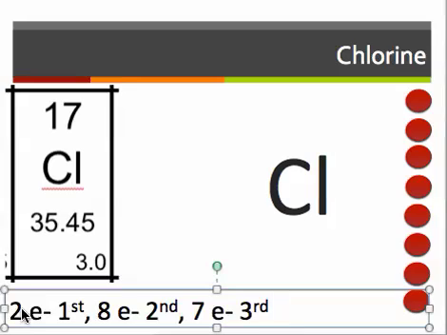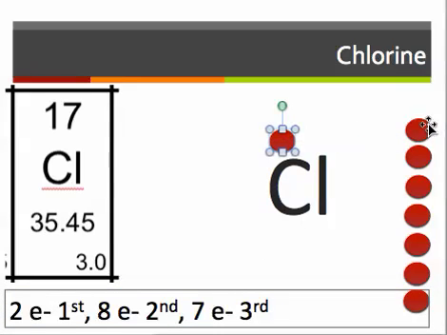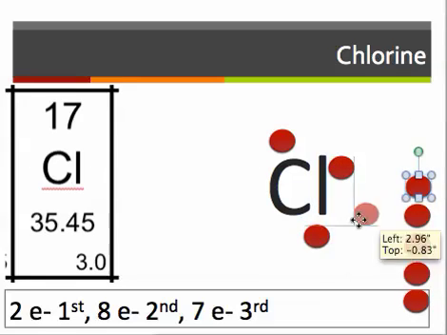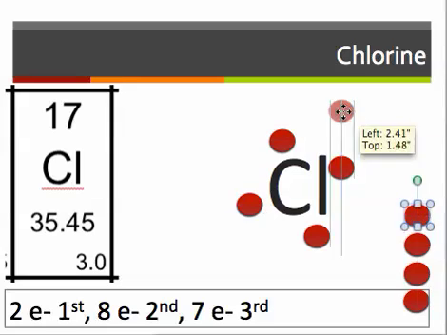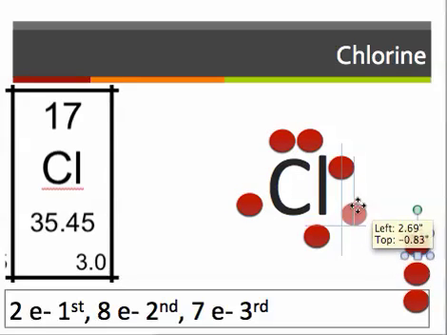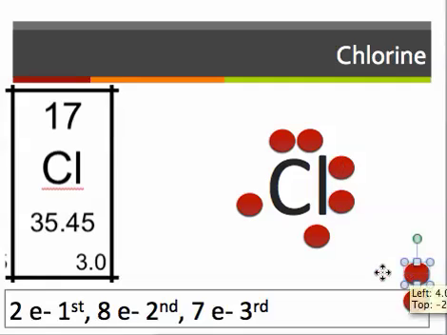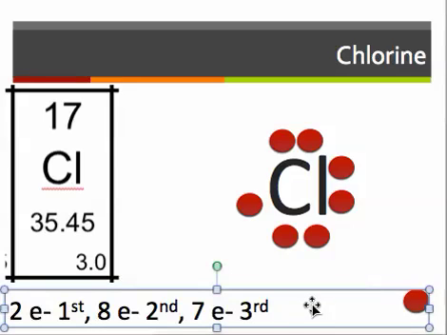And so now let's go ahead and construct the Lewis dot structure for chlorine. Electron 1, electron 2, electron 3, electron 4, electron 5, electron 6, and electron 7. Okay. So that would be the Lewis dot structure for chlorine. So now let's talk about the other things we have learned. So first, how many lone pairs?